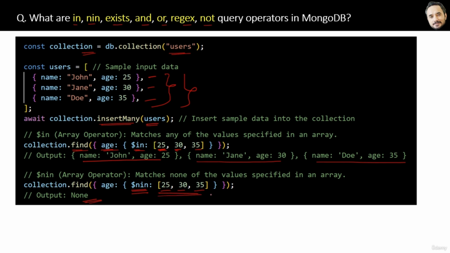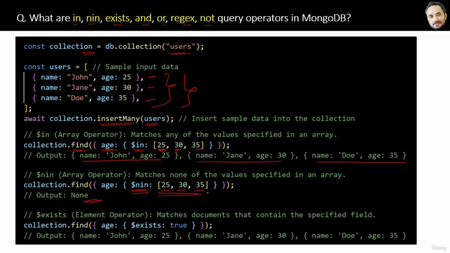Okay. The next is the exists operator. A very important operator. It's an element operator, meaning it will only get records where the age property is present or exists in a user document. So it is the property we are talking about, not the value. For example, if some user does not have the age property, then that user will not be selected for this query. But you can see above all the users have age properties, right? Therefore they all are present in the output.